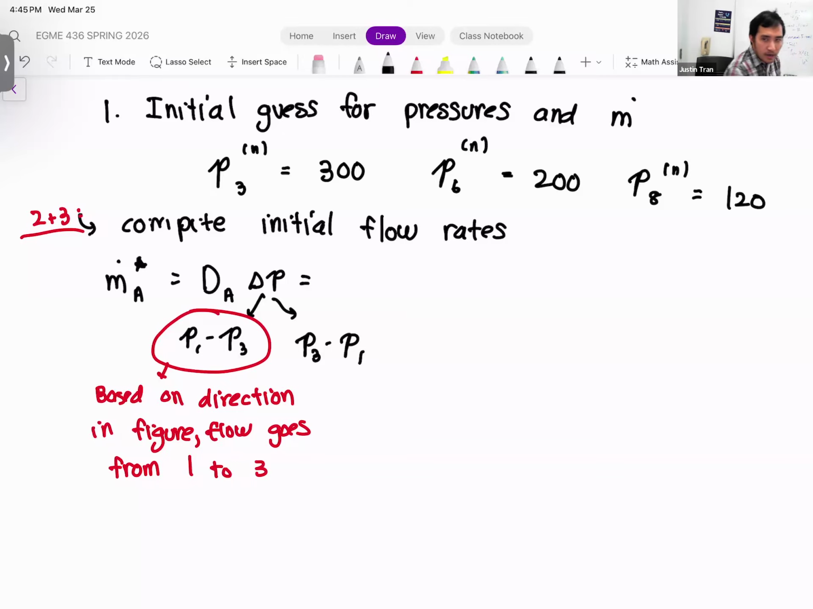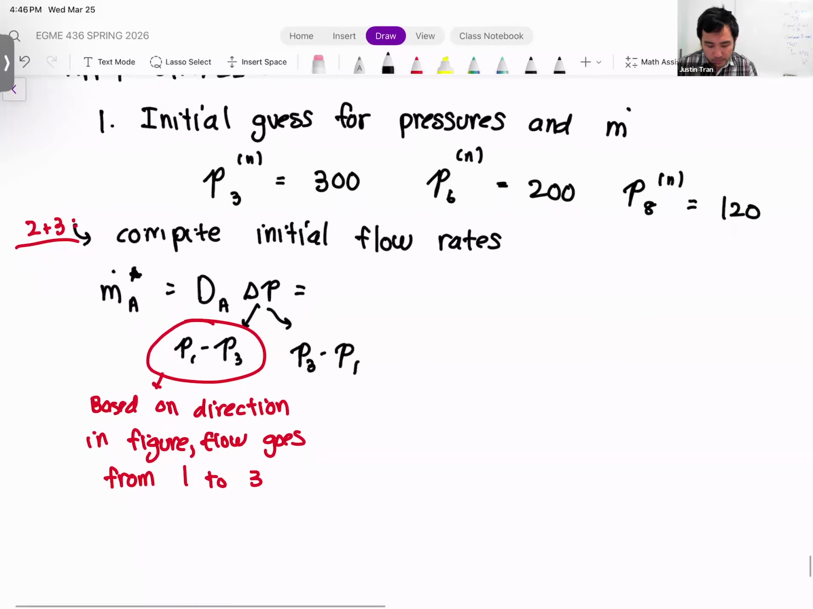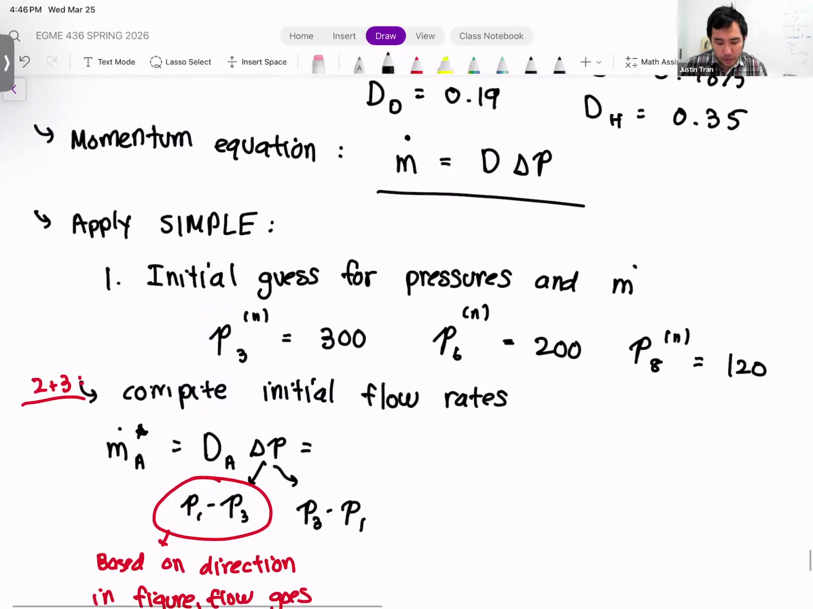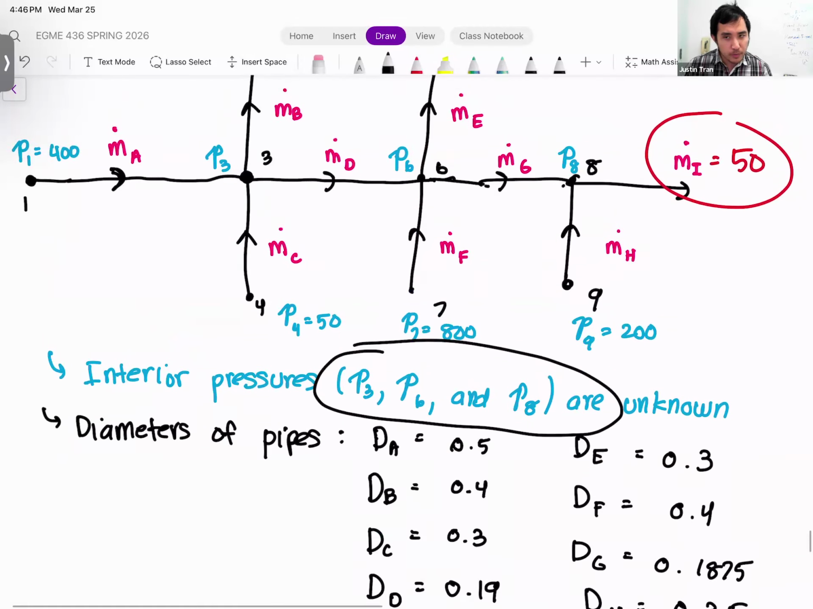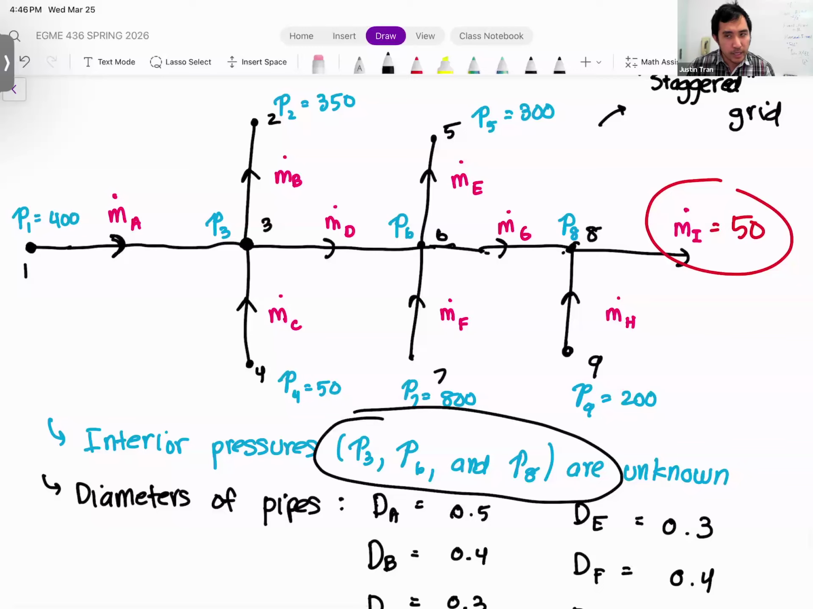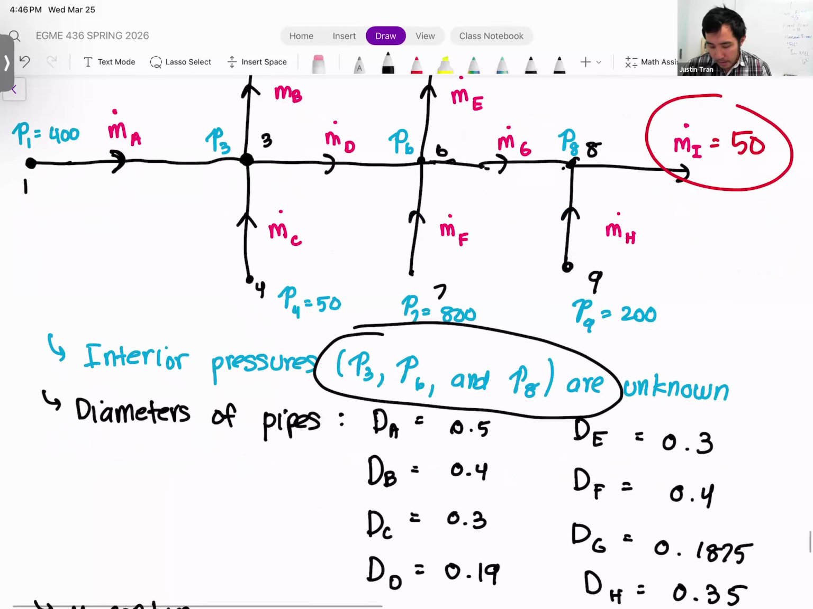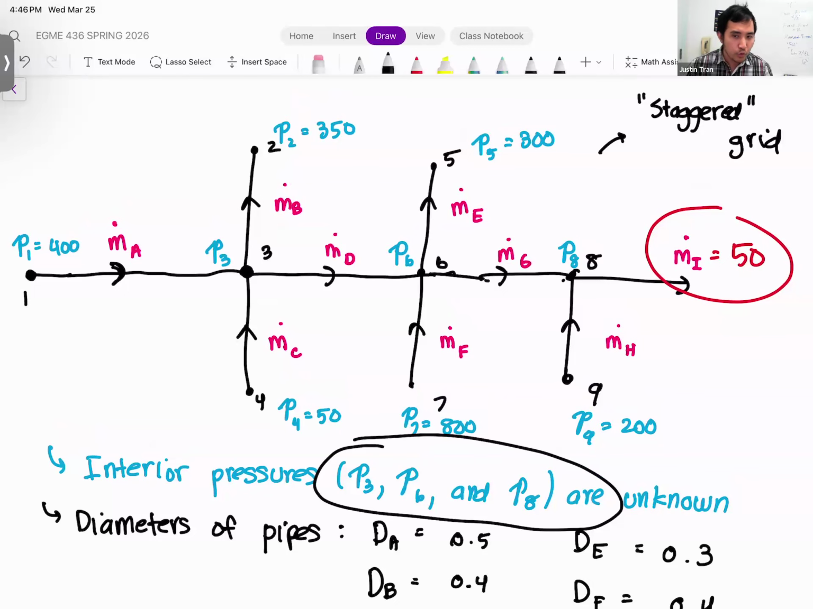Now, not every time are you going to have arrows drawn on your figures, and so it's okay to draw those arrows yourself if they're missing. Don't worry too much about getting the direction right or wrong. Sometimes you can't really tell which direction the flow is going to go. If you get the direction wrong, you're just going to get a negative number for m dot, and that's totally fine. The only thing you have to make sure is that whichever direction you pick, you're consistent with that direction throughout the entire problem. I always recommend that if your problem has arrows, just follow them. But if the problem does not have arrows, you can draw them in yourself.